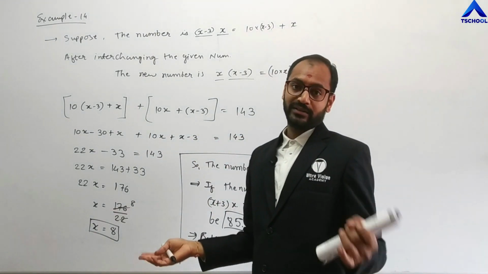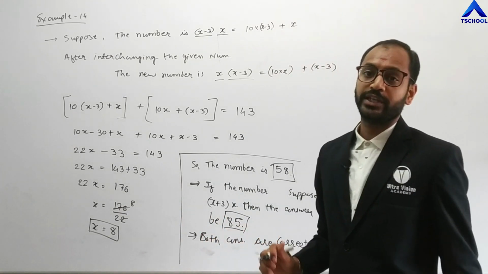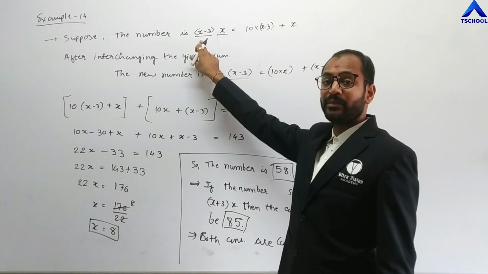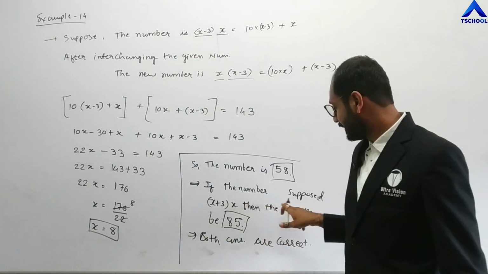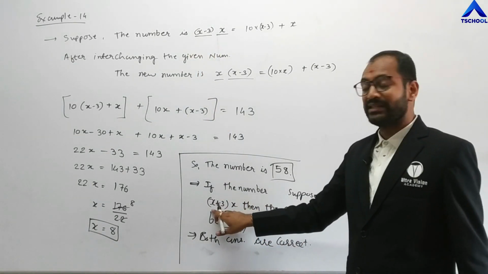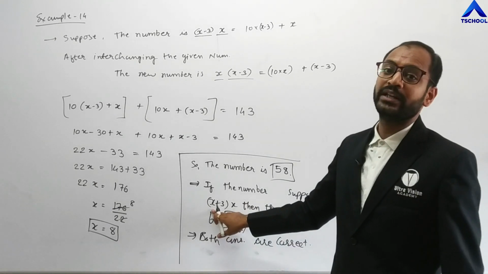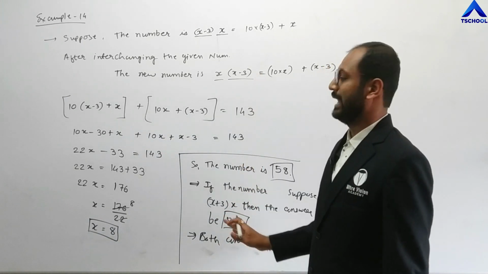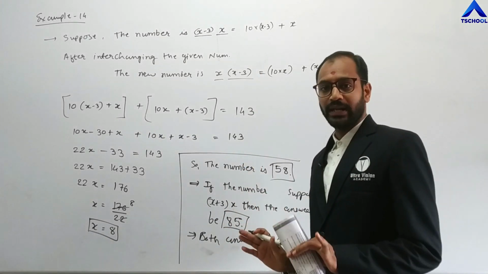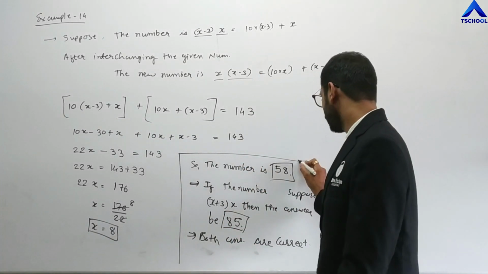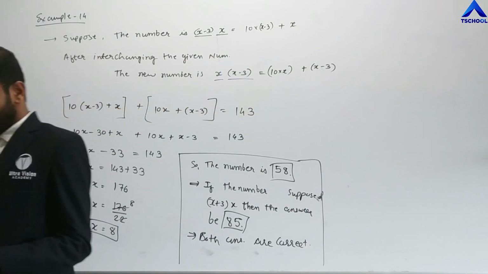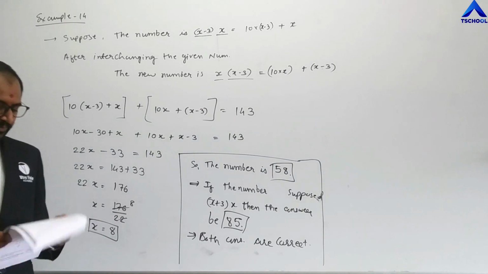So in the question there is no perfect value given that the tenth place is lesser by 3 or the tenth place is greater by 3. There is nothing given in the question. Clear? So we can take any supposing value and we get these answers, so both answers are correct. Clear? Now let me solve the next example.